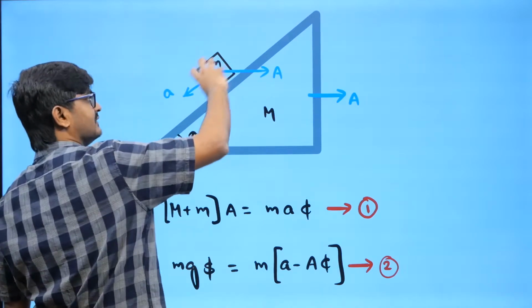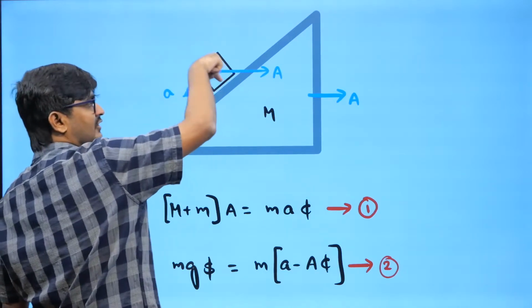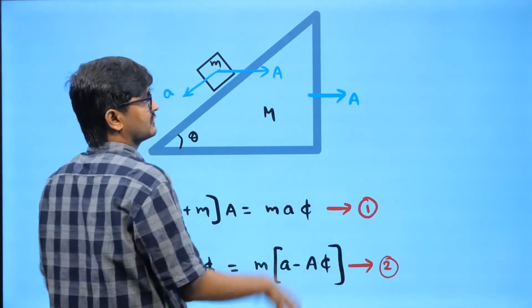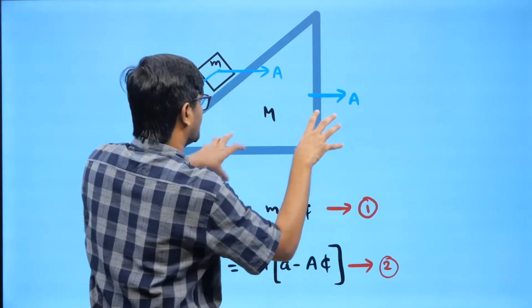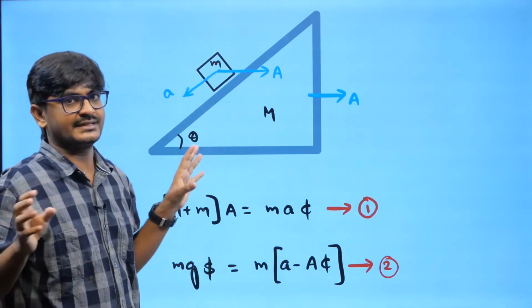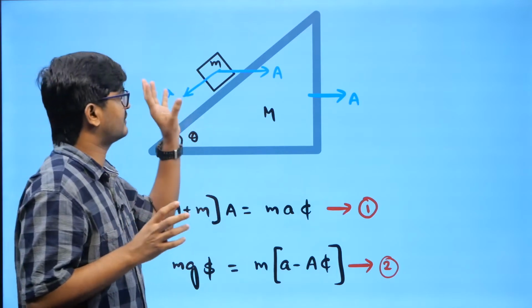Now what will happen? The block will try to go down. When it is trying to go down, there will be a normal acting on the wedge, so it will try to push the wedge in this direction also. So the wedge will be going this way, and the block will try to go down at the same time, coming along with the wedge. And this motion you can't predict, you can't see it easily, you can't plot it easily.